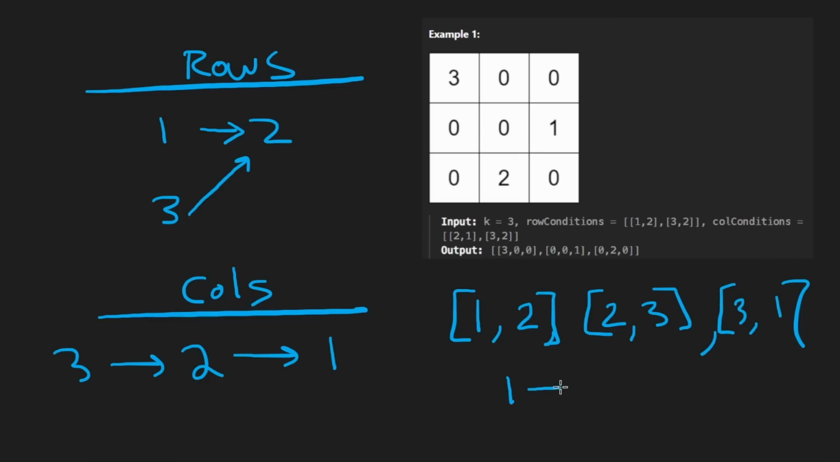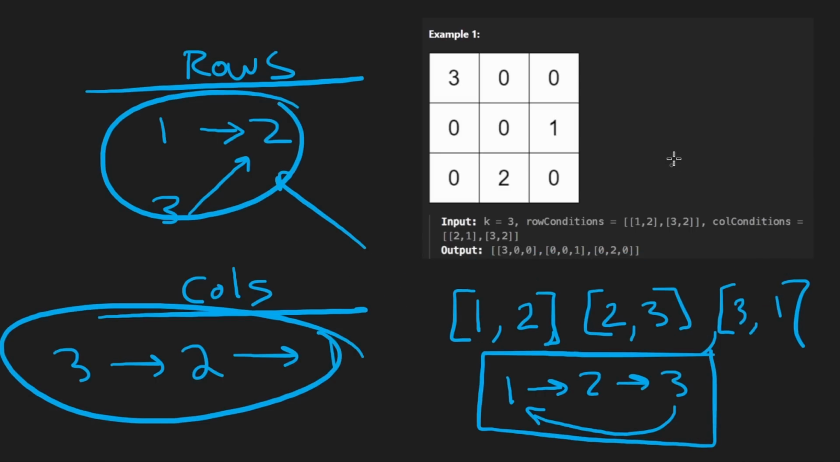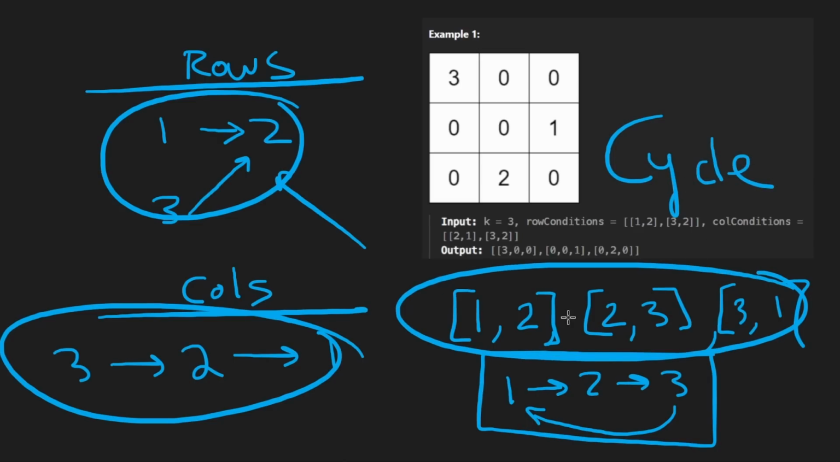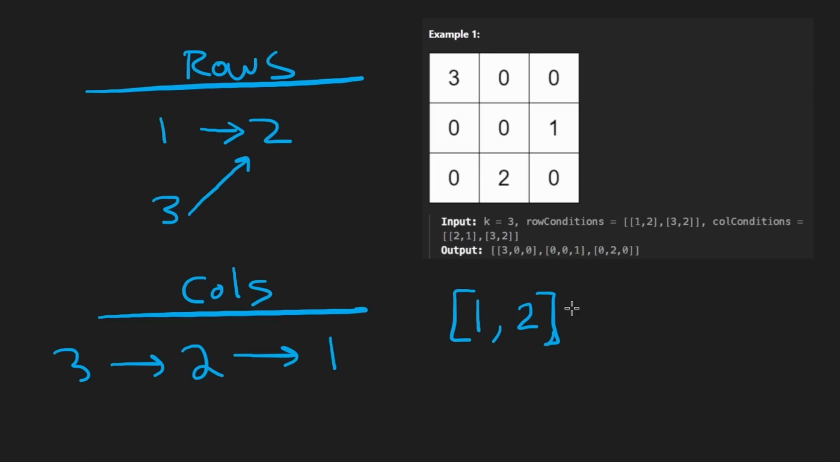Let's say something like this, 1 to 2, 2 to 3, and then 3 to 1. Now you might see, we know it's invalid if either of the graphs, either the row graph or the column graph, has a cycle. Then it's invalid. We'll get stuck in like an infinite loop. Now, how would you detect that there is a cycle?